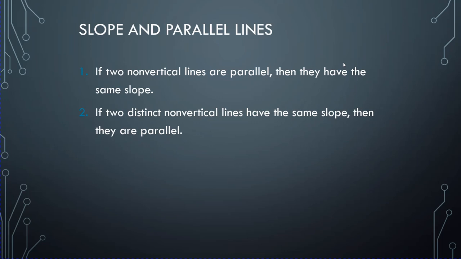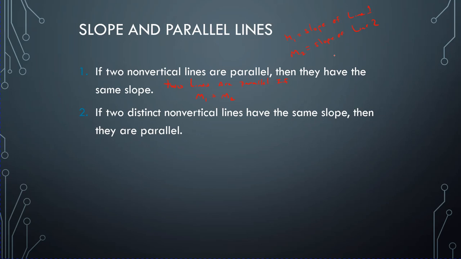This is how you can tell two lines are parallel. If two non-vertical lines are parallel, then they have the same slope. What that means is two lines are parallel if, and I'm going to denote it like this, m1, the slope of the first line, is the same as m2, the slope of the second line. Just so we're clear, m1 is equal to the slope of line 1, and m2 is equal to the slope of line 2.